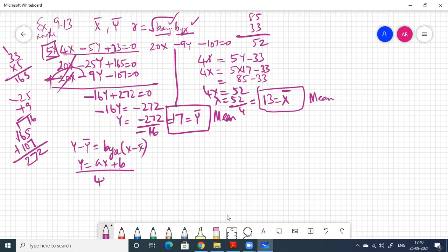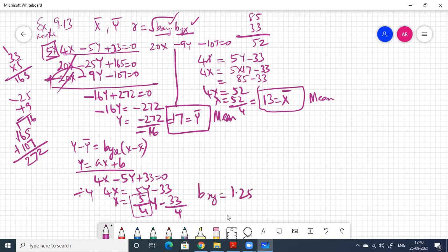Let us take 4x minus 5y plus 33 is equal to 0. From there, 4x equal to 5y minus 33. Divide by 4 both sides. Okay. X is equal to 5 by 4y minus 33 by 4. So this is 5 by 4. So b of xy is equal to 1.25. What is 5 by 4? 5 by 4 is equal to 1.25. Okay, so you found out b of xy is equal to 1.25.